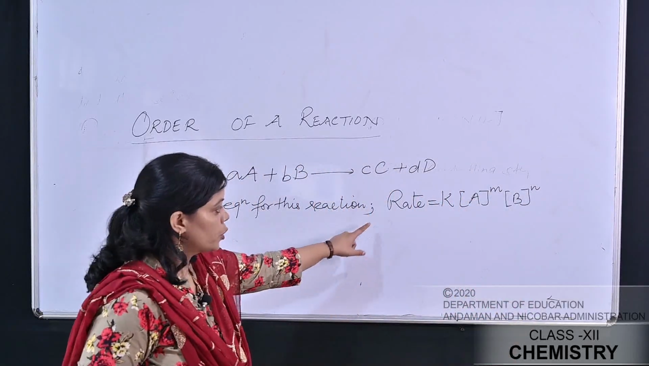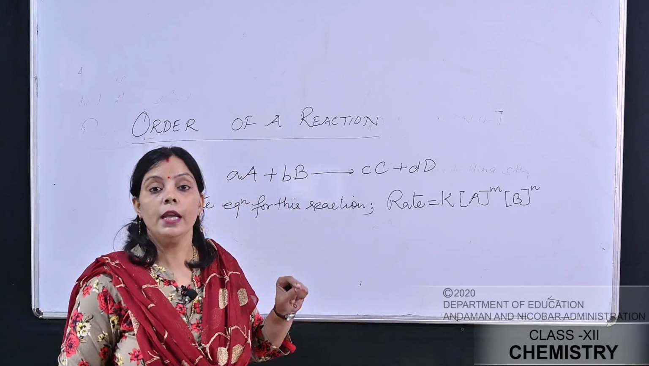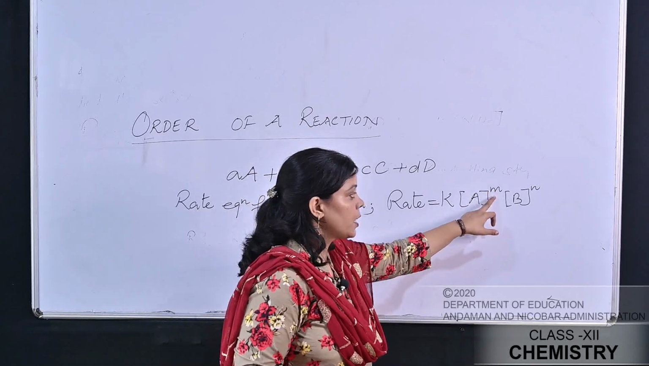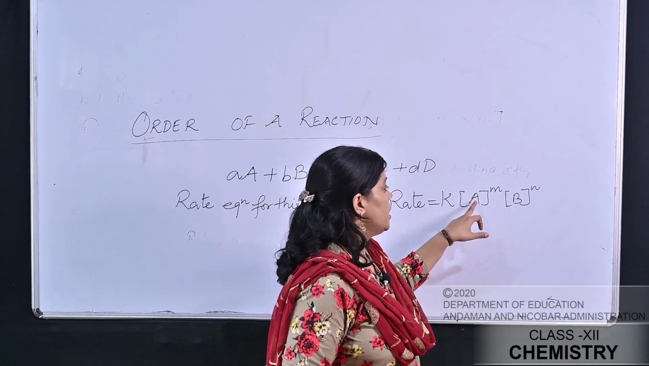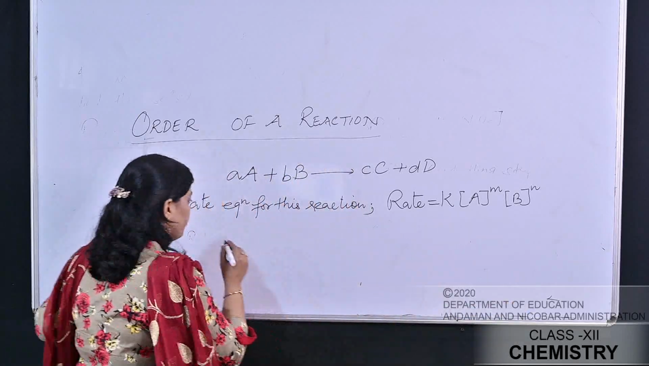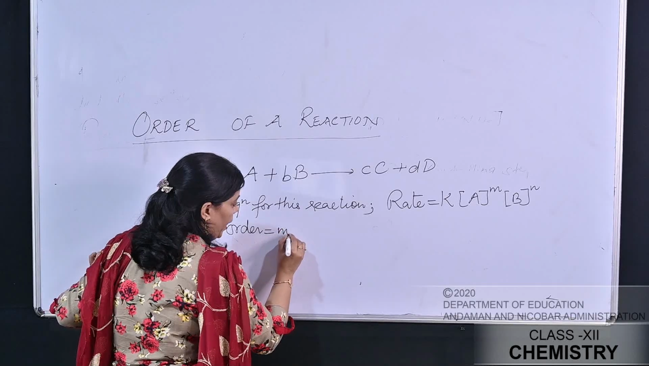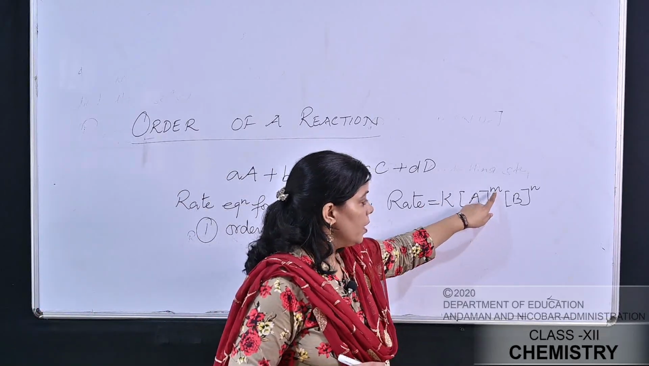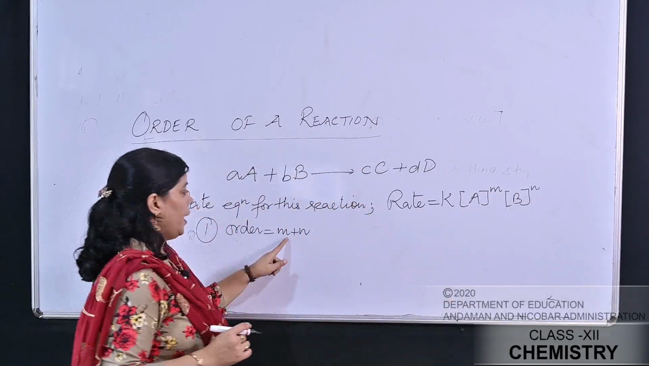So with respect to this rate equation, how can we calculate the order of the reaction? From the definition, the order of the reaction is the sum of the powers, or the sum of the exponents, to which the concentration terms are raised in a rate law expression. So the first point is, the order for this reaction is equal to m plus n. The order is equal to the power of A, that is m, and the power of B, that is n. So it is m plus n.